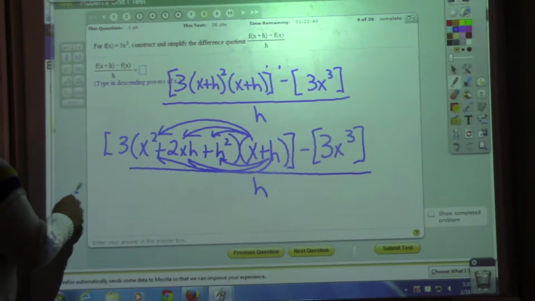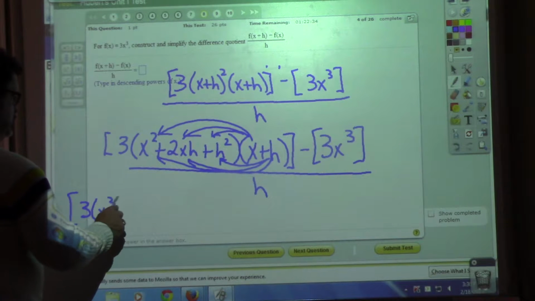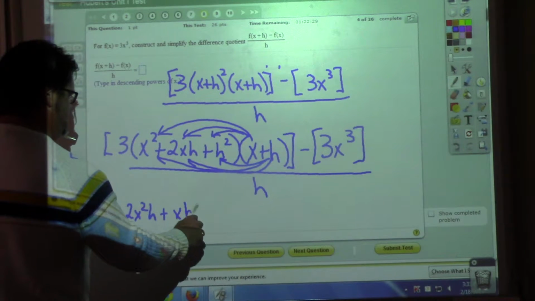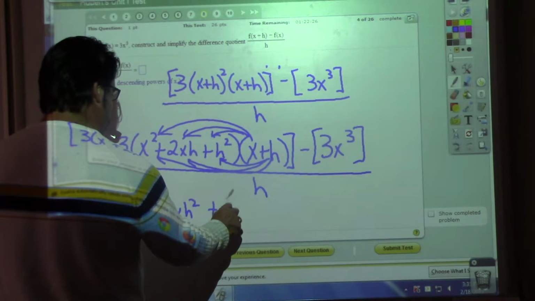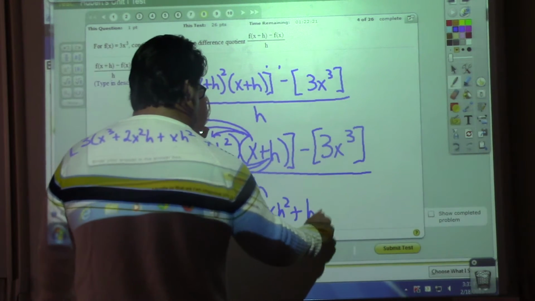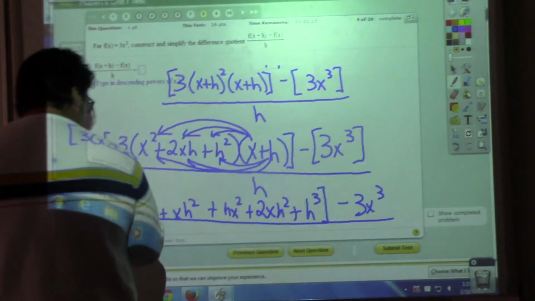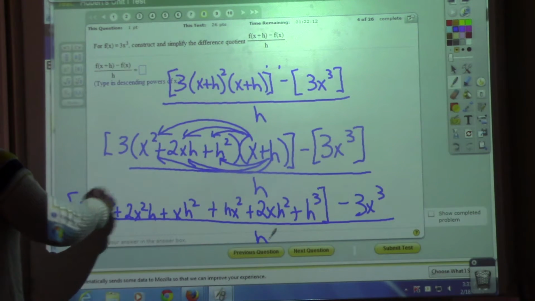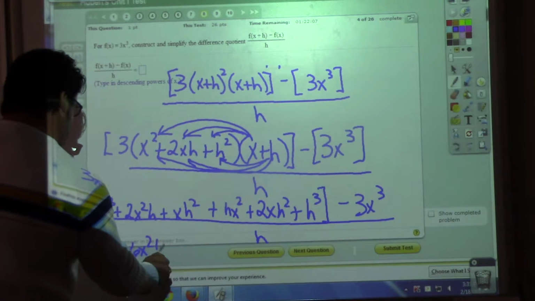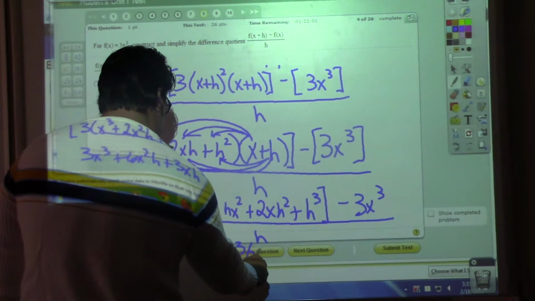And that's going to give you brackets 3 times x cubed plus 2x squared h plus xh squared plus hx squared plus 2xh squared plus h to the third, close brackets, minus 3x cubed over h. And then distribute that 3, you're going to get 3x cubed plus 6x squared h plus 3xh squared plus 3hx squared.